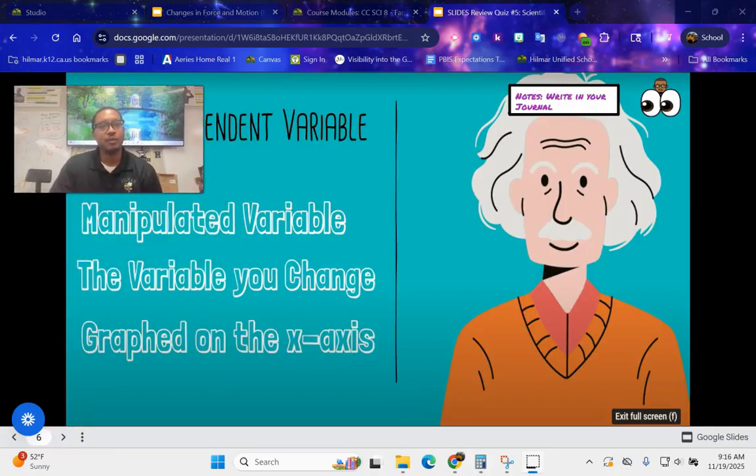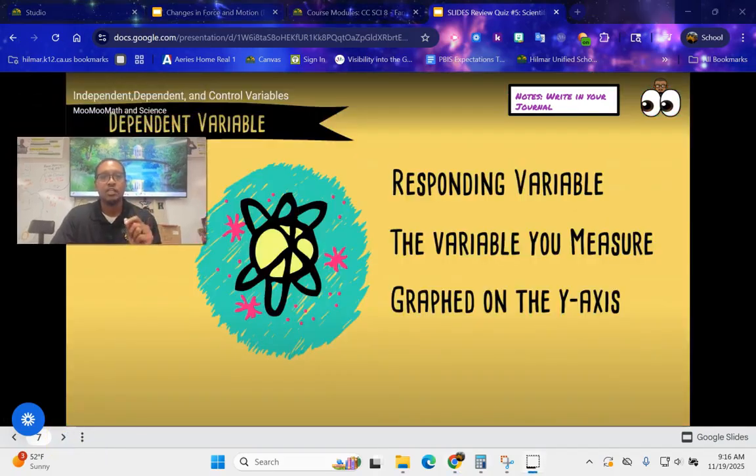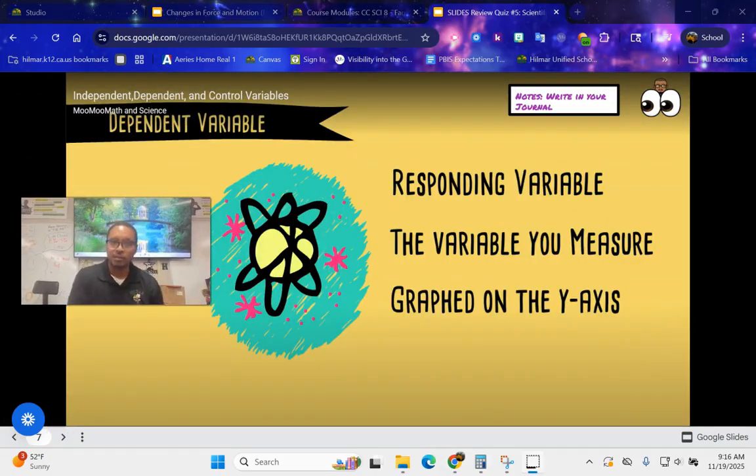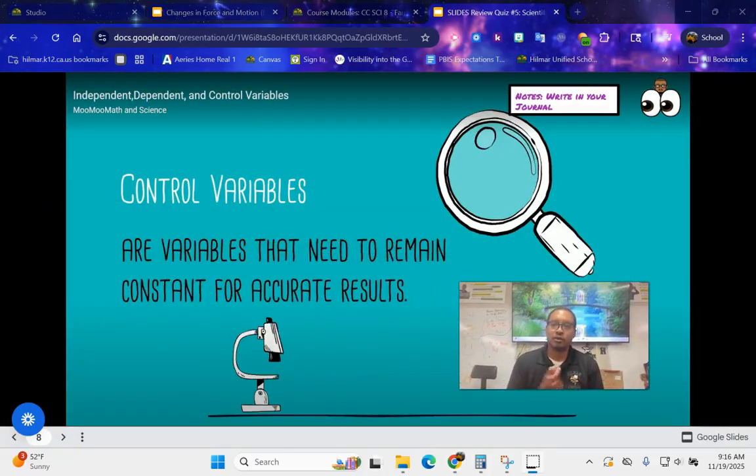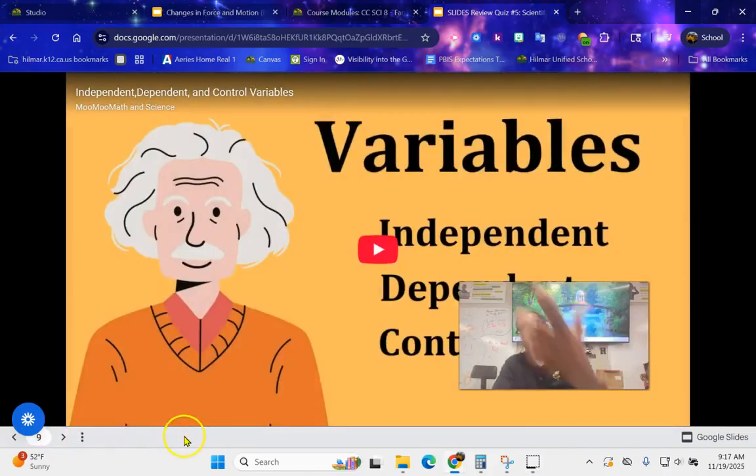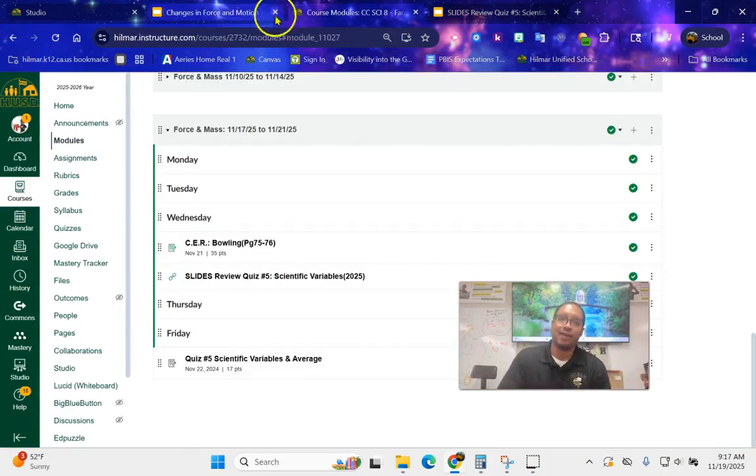Then we talked about independent variable. Those are the variables that you can manipulate, or the ones that you're going to change. Dependent variable, that's your responding variable. Those are the things that you're going to measure. And then also we talked about control variables. And remember, control variables are the variables that you're going to keep the same or constant throughout the experiment. Okay? Those are it. And then this goes through the example, so you can watch that video if you would like.